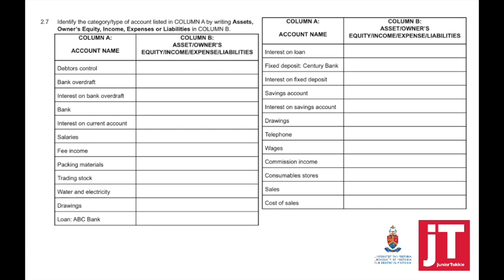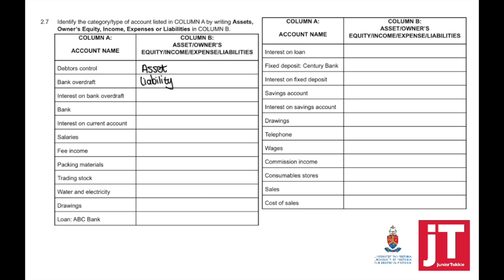Once you've identified the business account name, it is very important that you classify each account as either an asset, owner's equity, income, expense, or liability. So this question will focus on identifying the business account name and classifying that as one of those 5. So if we look at the first one, debtors control. Debtors control is regarded as an asset. And to go even a little bit further, although this was not required, debtors control is a current asset, a short-term asset.